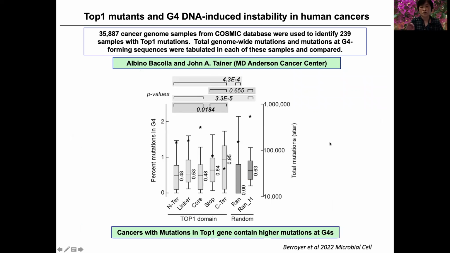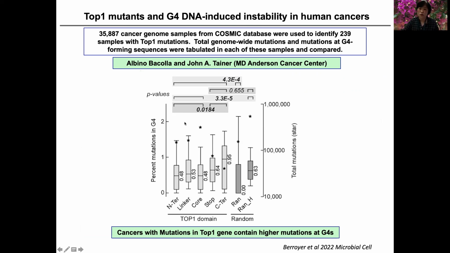And finally, I just want to mention one piece of data, and that is that in collaboration with John Taylor's lab at MD Anderson, we looked at about 35,000 cancer genome samples from the COSMIC database, and we identified 239 samples that have mutations in TOP1. What we wanted to see was whether having mutations in TOP1 increases the chance of having higher mutation rates, and especially at G4 forming sequences in the genome.